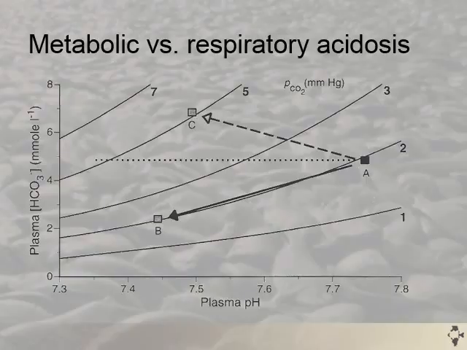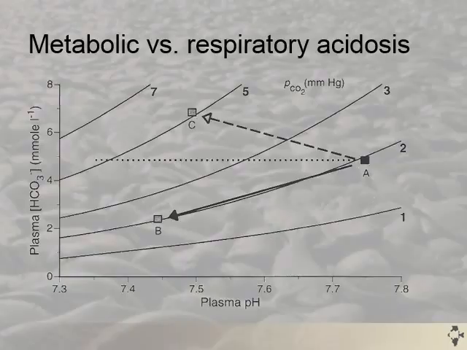The point A here, the dark square, that's considered the control point. So again, plasma pH is about 7.75. The concentration of bicarb ions is about 5 millimoles per liter. And in this case, the PCO2, or the pressure of CO2 in millimeters of mercury, is about 2. And you can see that those arched lines going across, those represent different pressures of CO2. So the point A is on the 2 millimeter of mercury line. You can see there's 1, 2, 3, 5, and 7. So again, A represents the control point.